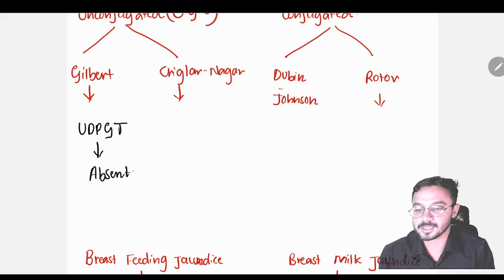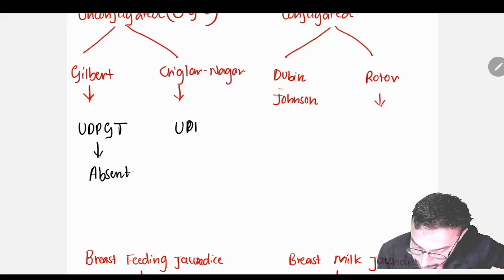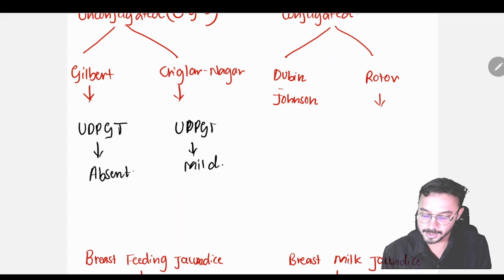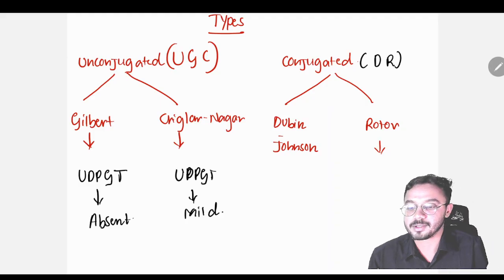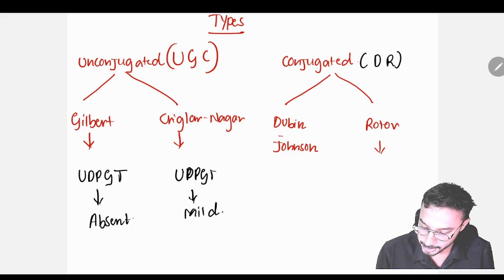Okay, so this is about Gilbert. And in Crigler-Najjar, UDPGT is present, but only in mild quantities. That is your Crigler-Najjar. And next is Dubin-Johnson. So conjugated hyperbilirubinemia is nothing but DR. Okay, DR is the mnemonic over here, doctor. Like Dubin-Johnson. What is there?